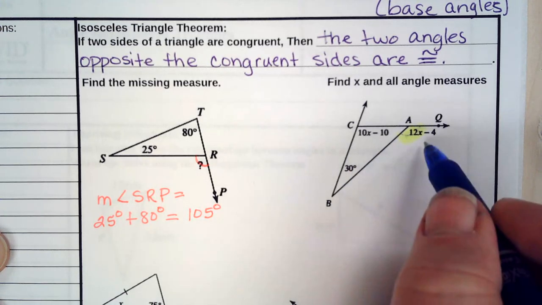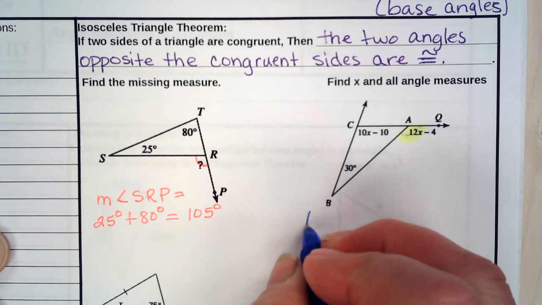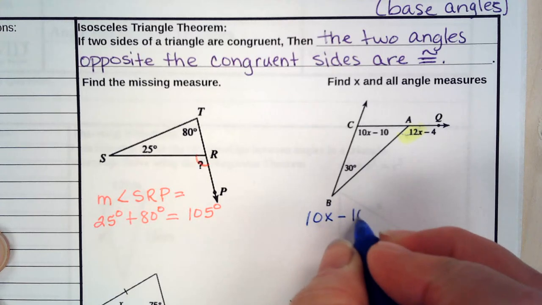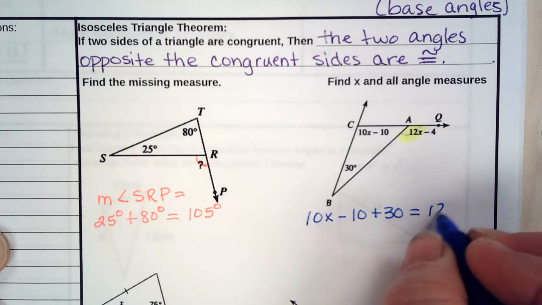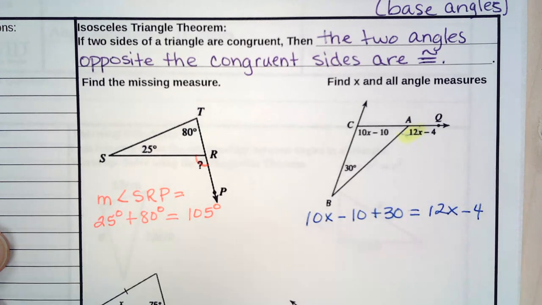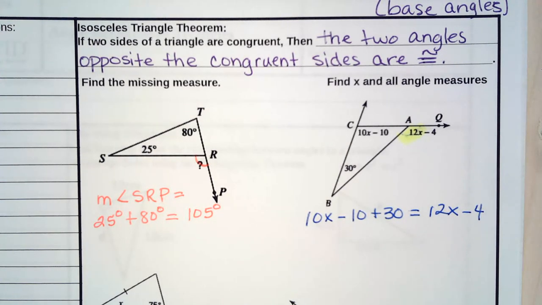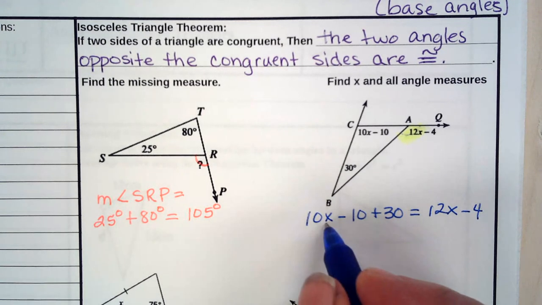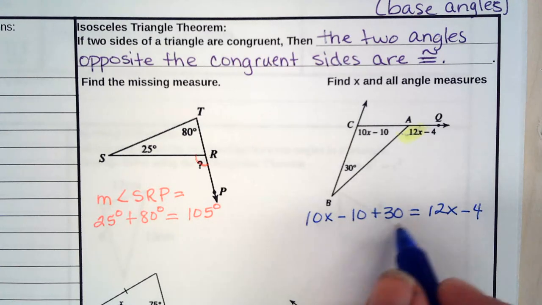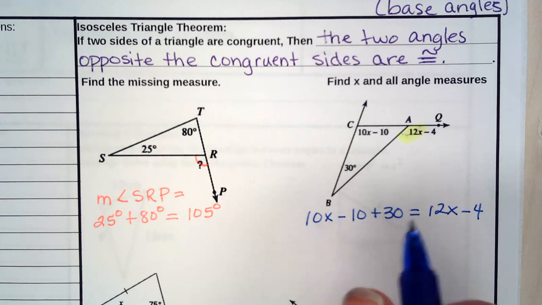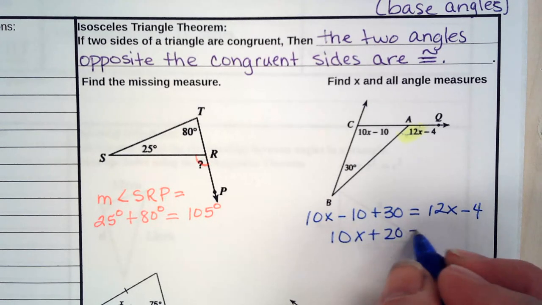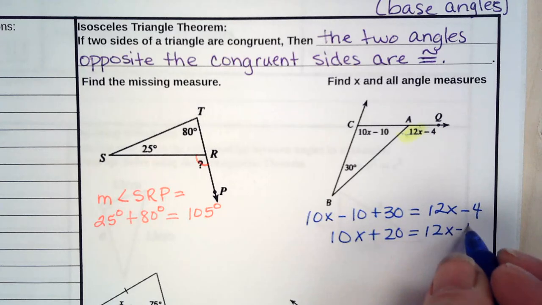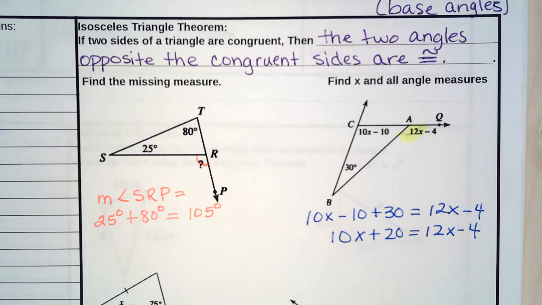Okay, the sum of these two is equal to the outside one. 10x minus 10 plus 30 is equal to 12x minus 4. Okay, 10x minus 10 plus 30, this is 20. 30 minus 10 is 20. 10x plus 20 is equal to 12x minus 4. Time to solve.